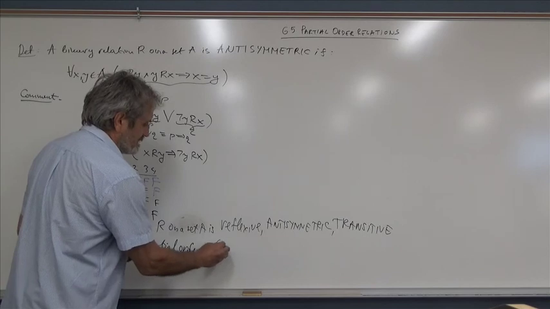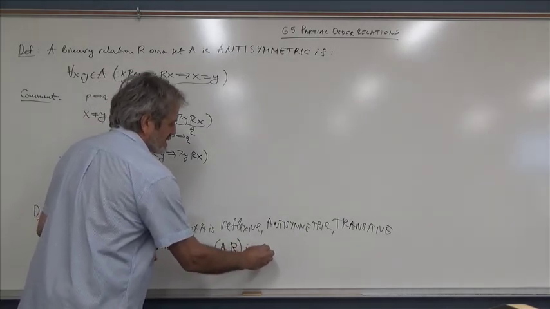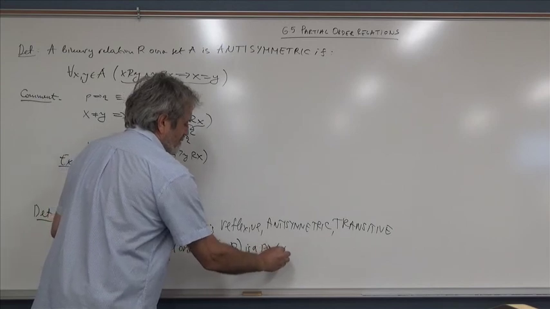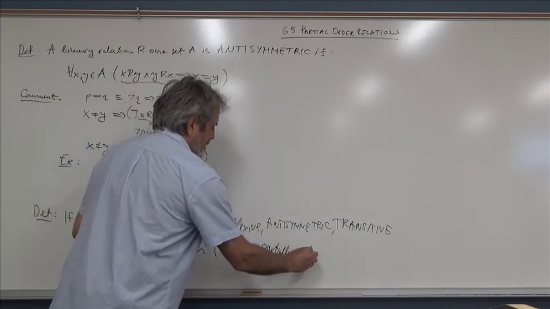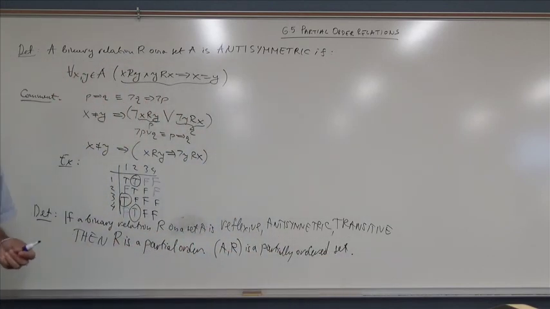And then we also say that A together with R is a partially ordered set.